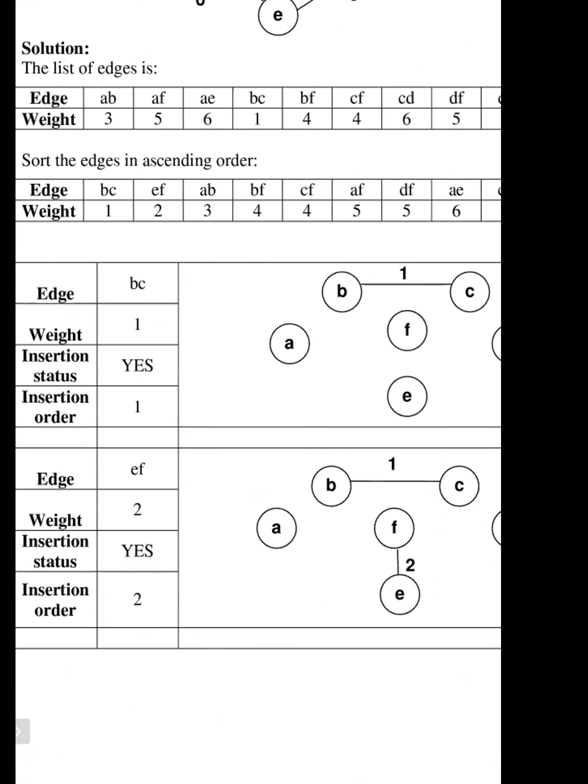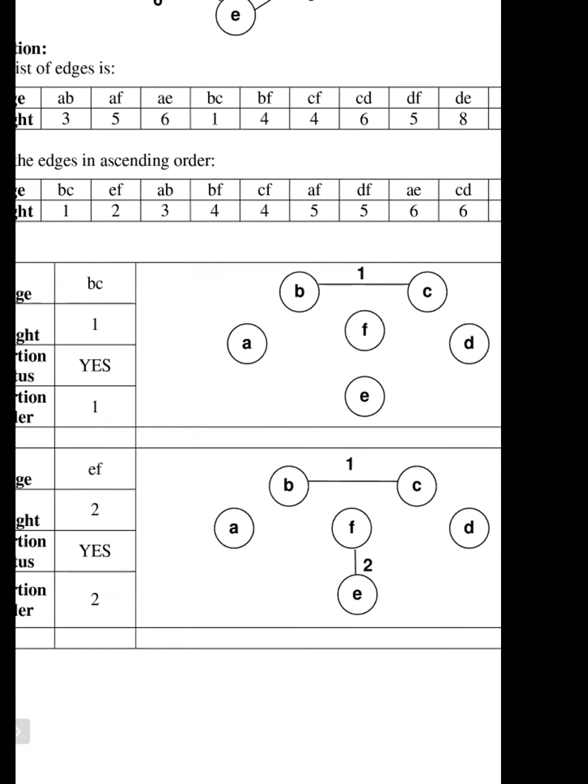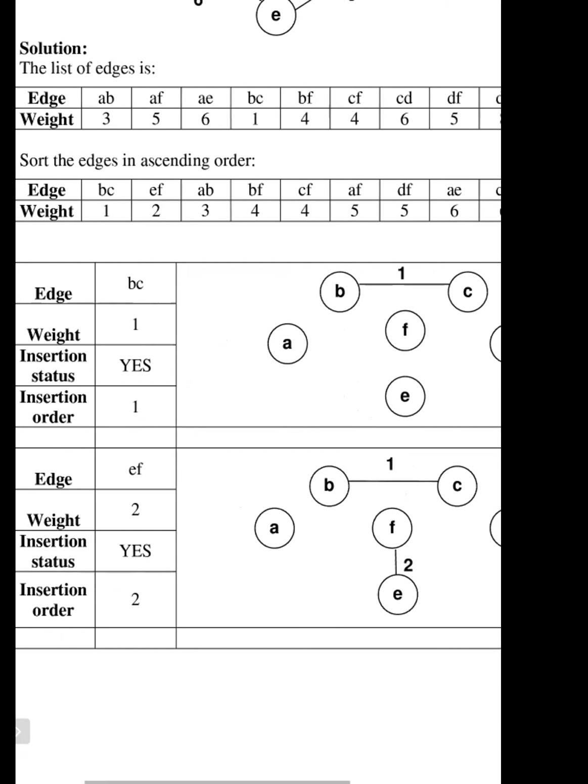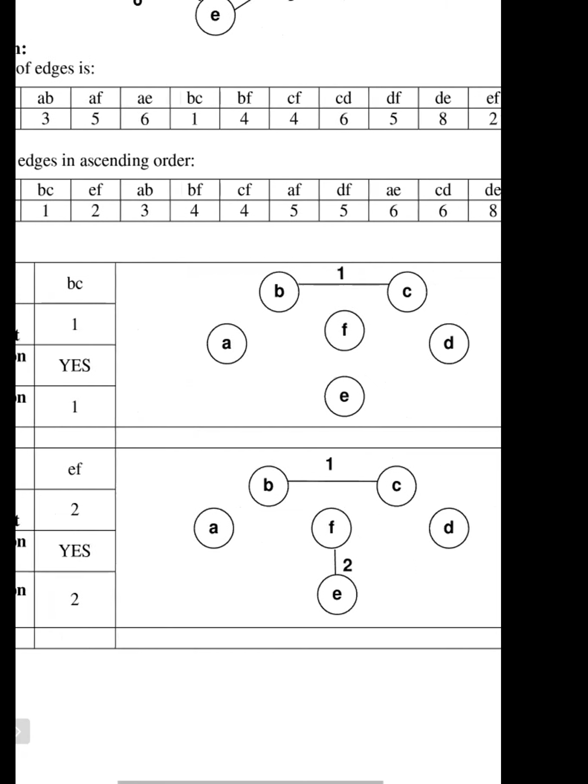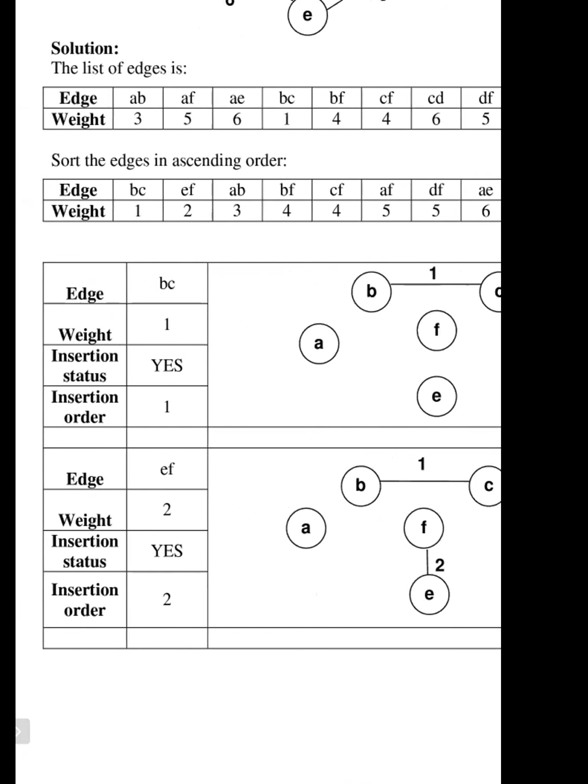Now according to this algorithm, we start with the minimum edge. So first we should draw the edge BC. Because the minimum spanning tree should contain all the vertices, first you draw all the vertices A, B, C, D, and start with the minimum edge.